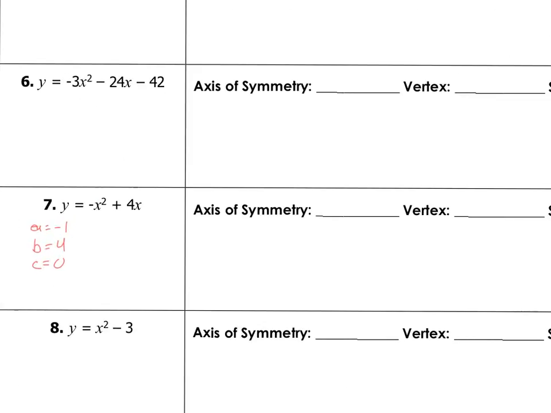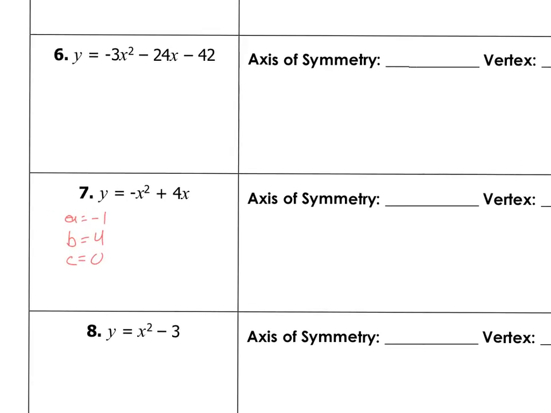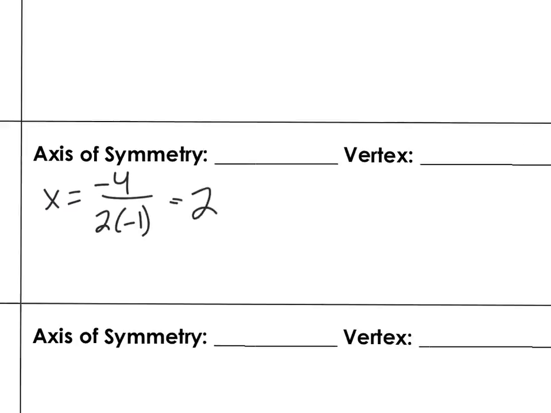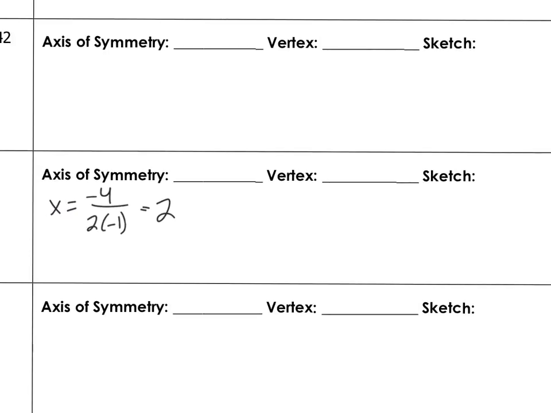Okay. Axis of symmetry. Remember the formula. If you don't remember, rewind and look at the formula again. So it's going to be x equals negative b, which is negative 4, over 2 times negative 1. So that's negative 4 over negative 2, which is just positive 2. And in order to find our vertex, you're just going to plug in 2 anywhere you see an x.